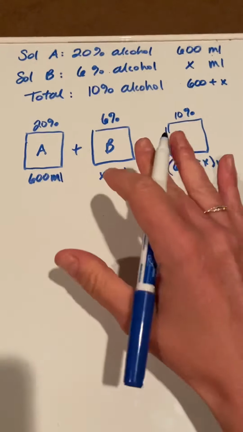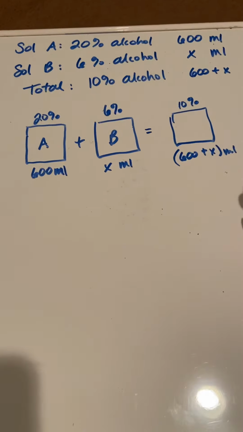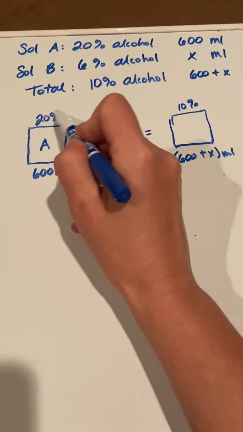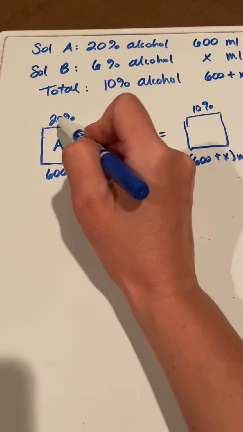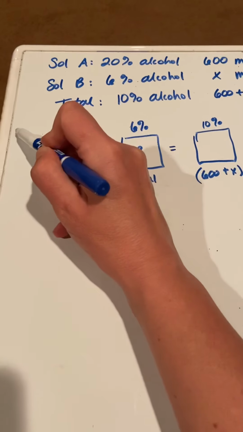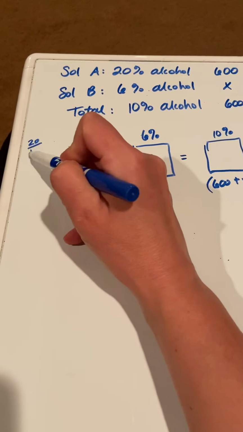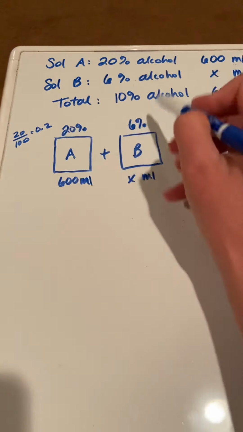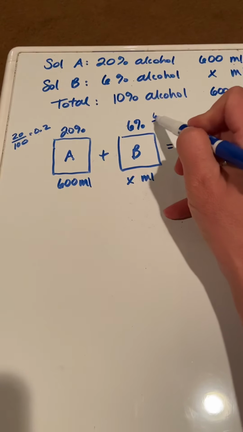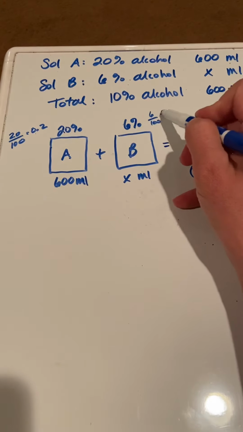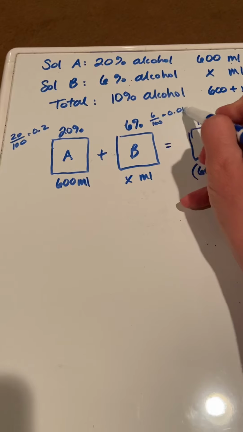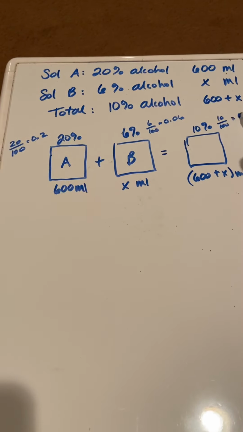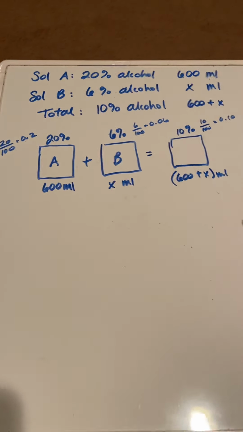Okay, so having the box again can help us create our equation. Remember, we do want to write percentages as decimals. Percents are always out of 100. So an easy way to change it to a decimal is just to make it out of 100. And this will be 0.2 as the decimal. And if we do 6 out of 100 for 6%, that will be 0.06 as the decimal. 10 out of 100 is 0.10 as the decimal.